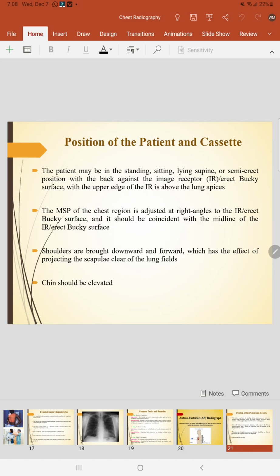Positioning of the patient and cassette. The patient may be in the standing, sitting, lying supine or semi-erect position with the back against the image receptor. Erect bucky surface with the upper edge of the image receptor above the lung apices. The MSP of the chest region is adjusted at right angles to the image receptor or erect bucky surface, and it should be coincident with the midline of the image receptor or erect bucky surface. Shoulders are brought downward and forward, which has the effect of projecting the scapulae clear of the lung field. Chin should be elevated.